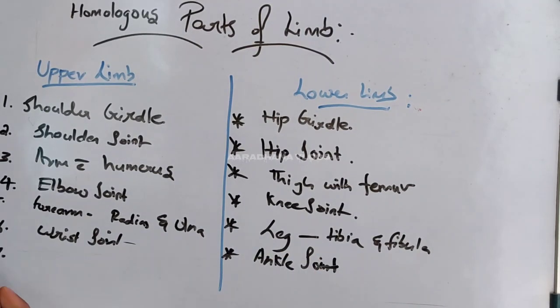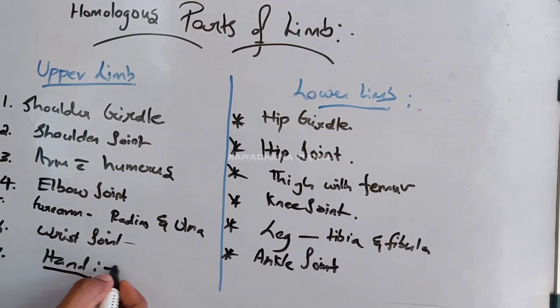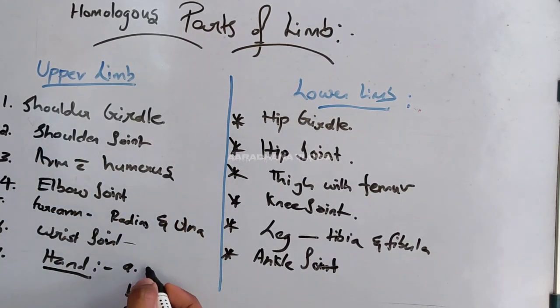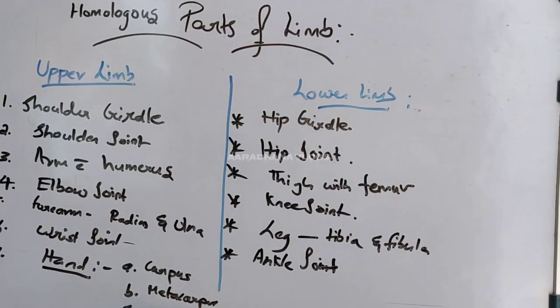Seventh point in the upper limb is the hand. In the hand only three categories are there, A, B, C, as I had told earlier also: carpus, 8 carpal bones are there. Next is metacarpus and digits. Digits are the same in both, 5 digits are there.